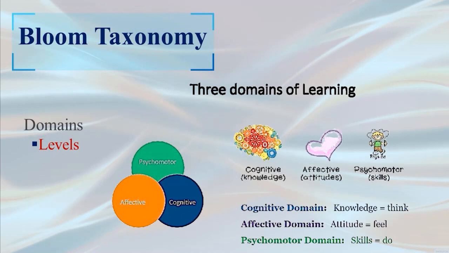Each domain is further subclassified into a hierarchical pattern known as levels. So in Bloom's taxonomy, we have domains, and in each domain we have levels. The higher levels are more complex and intellectually demanding than the lower levels. Generally, objectives at the lower levels are mastered first before higher level objectives are accomplished. For example, once students understand the concepts well, they are able to apply the concepts in practice.